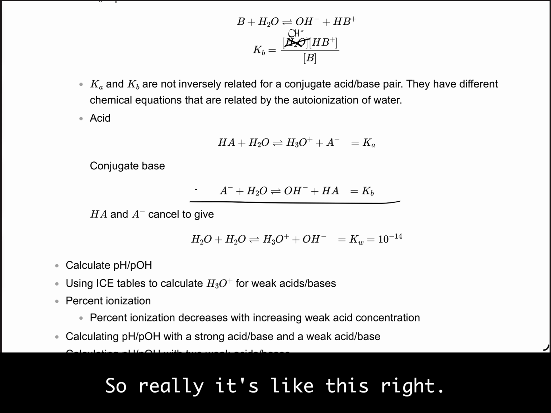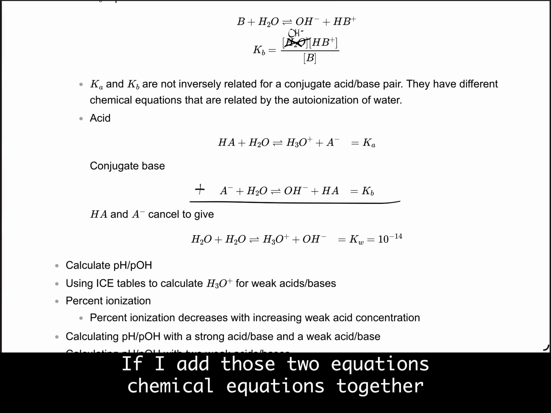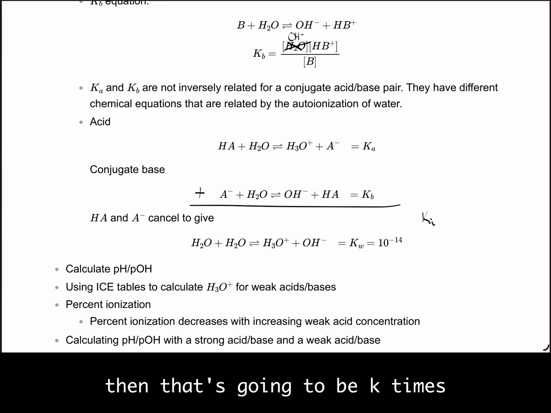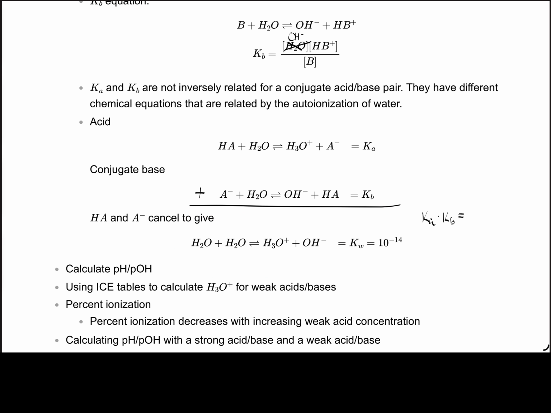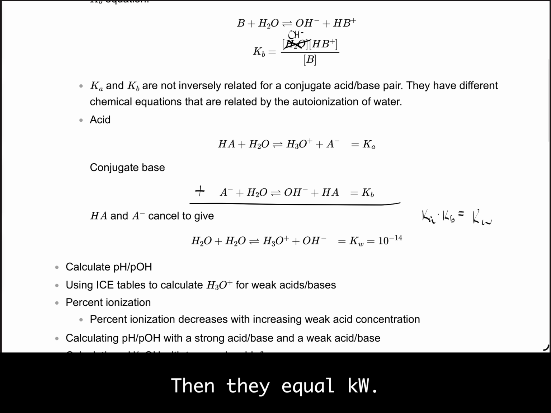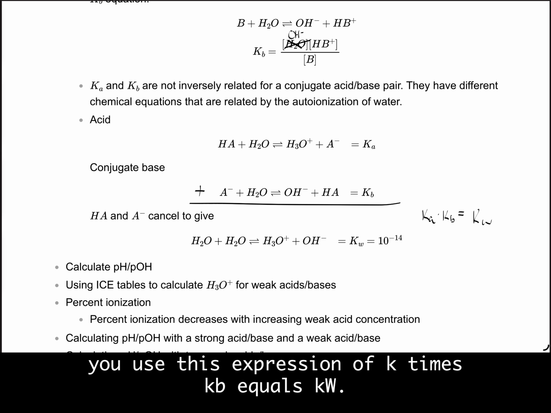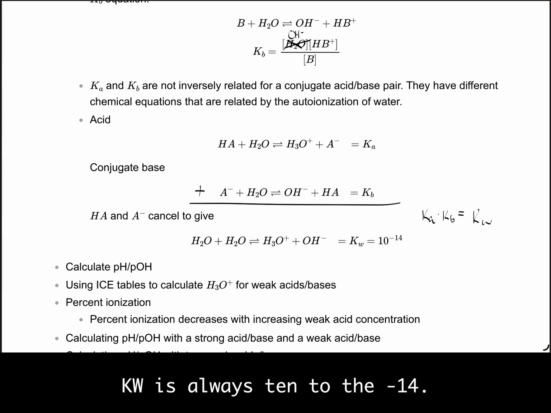So really, it's like this, right? Add those expressions together. If I add those two chemical equations together, then that's going to be Ka times Kb. And because these two equations added together give me the expression for water, then they equal Kw. So if you want to find Kb for the conjugate base, you use this expression of Ka times Kb equals Kw. Kw is always 10 to the minus 14.